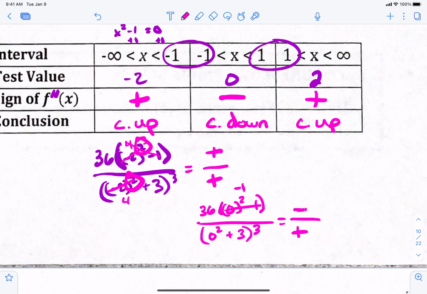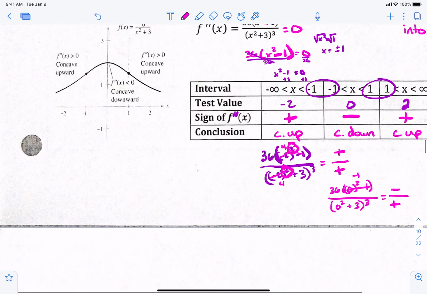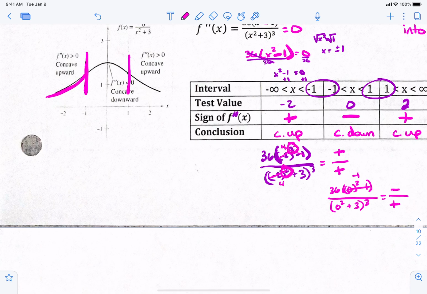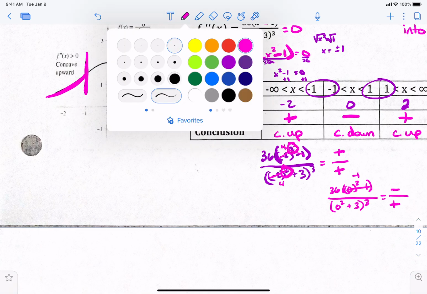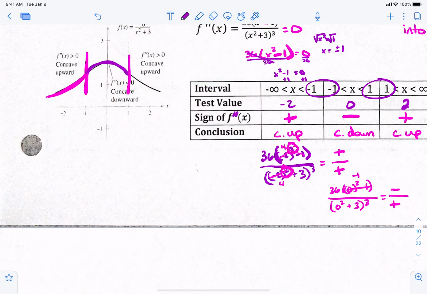Let's see if that's consistent with the graph. Okay, so the first thing it's doing is caving upward until it gets to this point. Is it caving upward until it gets to that point? Slightly, right? Then it turns around and it's caving downward in between those two. Is that caving downward? Yes, then it turns around and it's caving upward again, right? Does that look consistent with the graph?